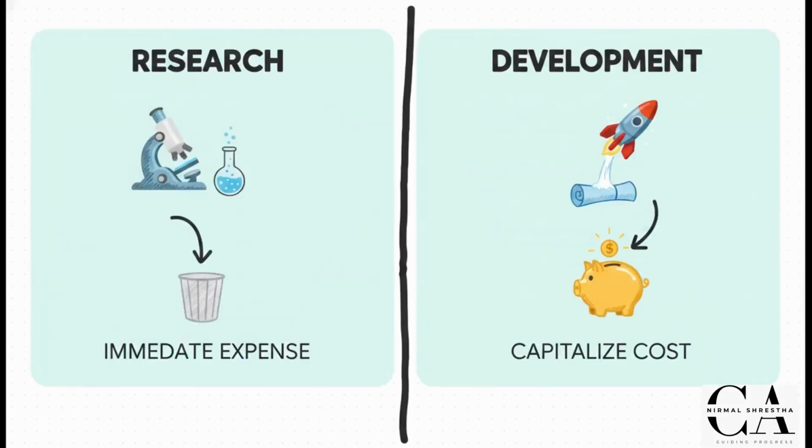Now, creating an intangible asset from scratch inside your own company, that gets tricky. IAS 38 forces us to draw a very hard line between research and development. Research is just original investigation. It's way too uncertain if it will ever make a dime, so we expense it immediately to the profit and loss. But development, that's the actual application of those findings into a workable design. Because it's a lot closer to becoming a real product, development costs can actually be capitalized into an asset. But, of course, there's a catch.